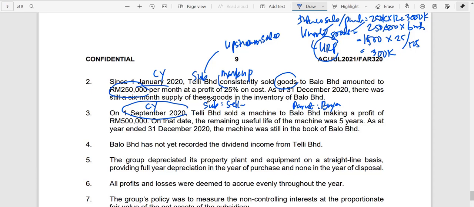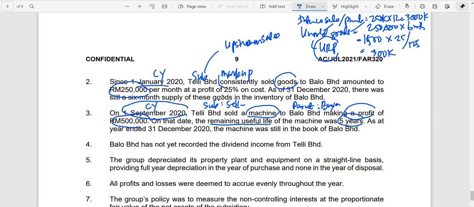So what happened is a machine, which is a non-current depreciable asset, was sold at a profit of 500,000. We have no information on the carrying value or the selling price. There's no problem because you have the profit given, and you are also informed the remaining useful life of the machine was 5 years. So you take the profit and divide it by the remaining useful life of 5 years in order to arrive at the depreciation that has been over-provided.